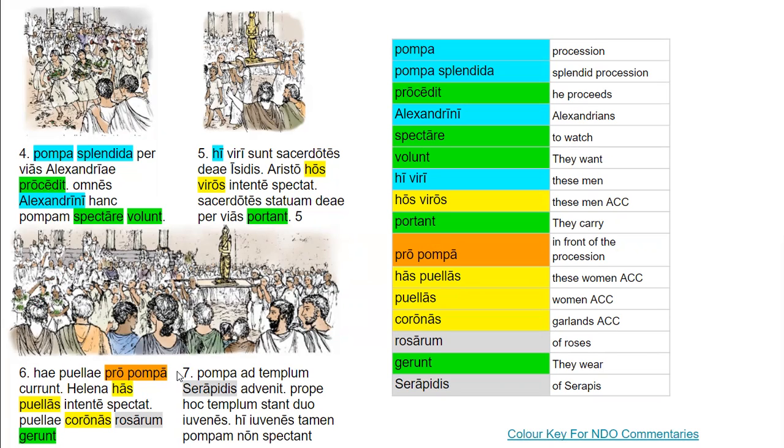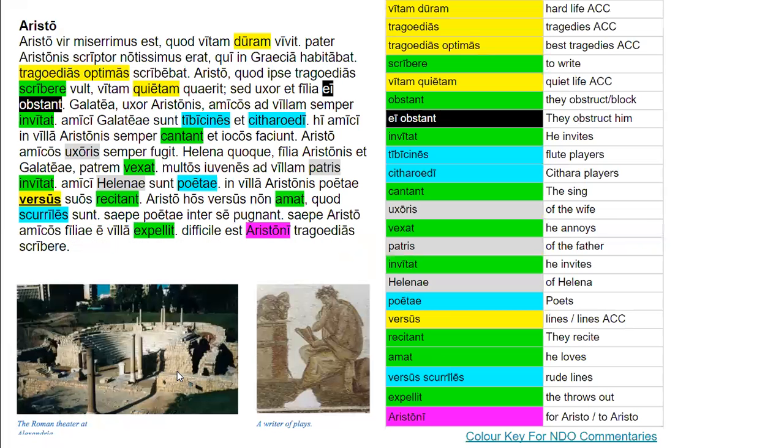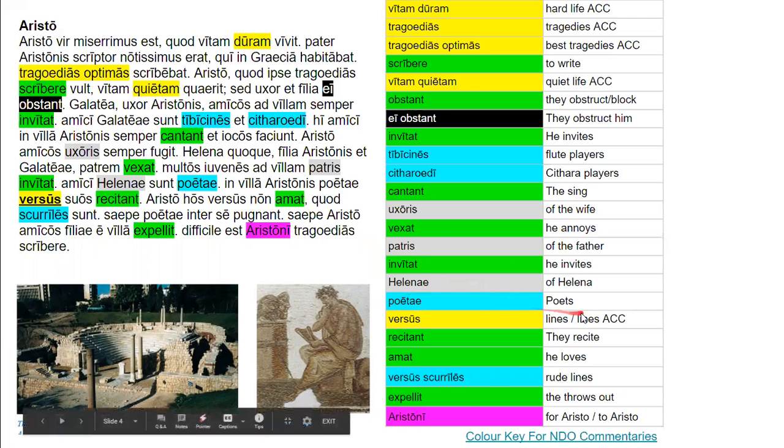So that is it for these model sentences. The next thing that we're going to do is we're going to read Aristo in our next video. All right, see you there.